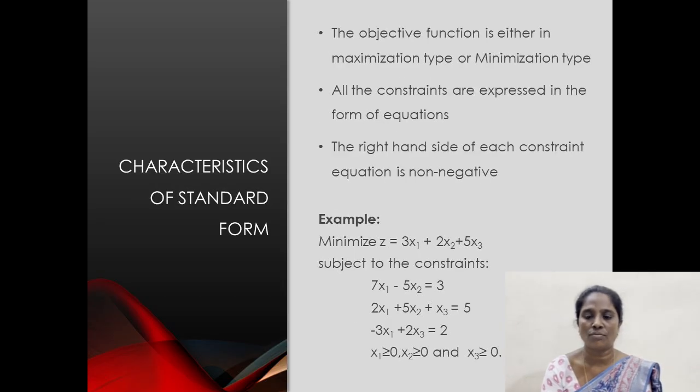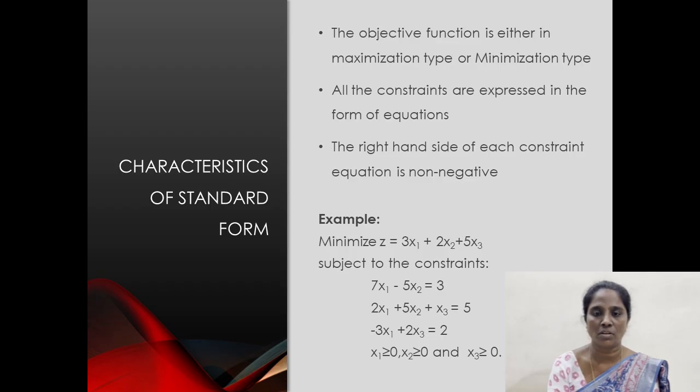Likewise, for standard form, the objective function is either in maximization type or minimization type. All the constraints are expressed in the form of equations. The right hand side of each constraint equation is non-negative.